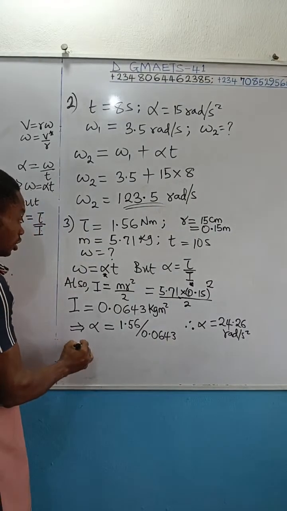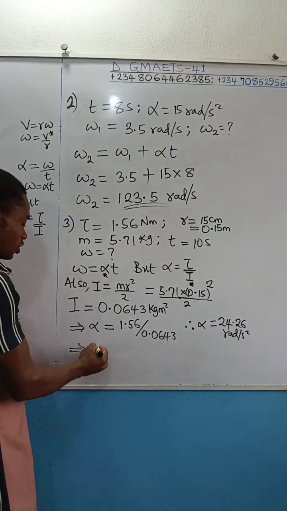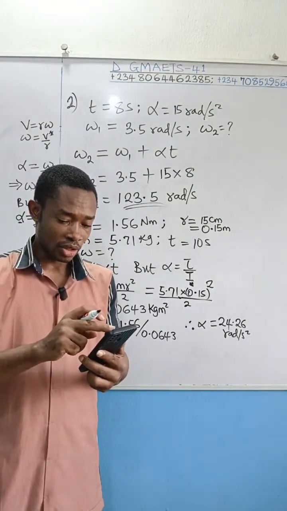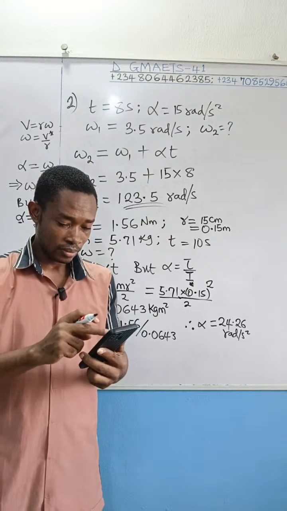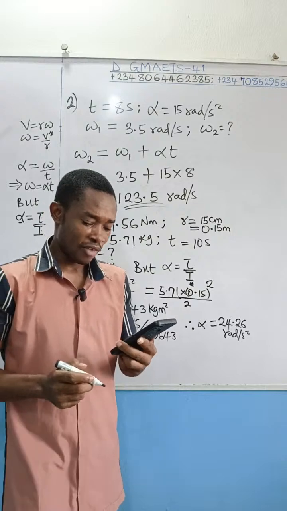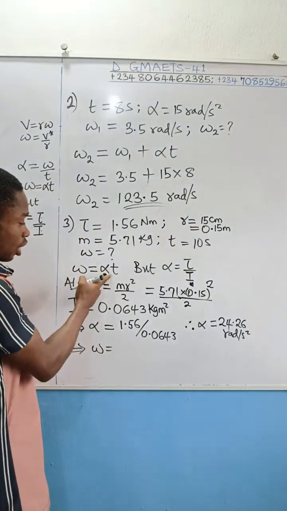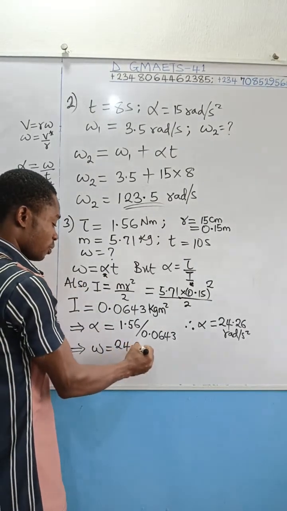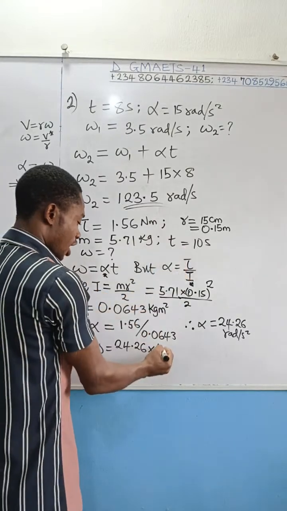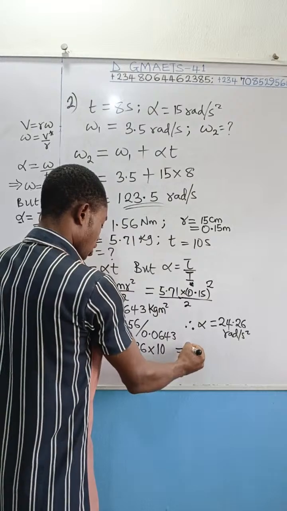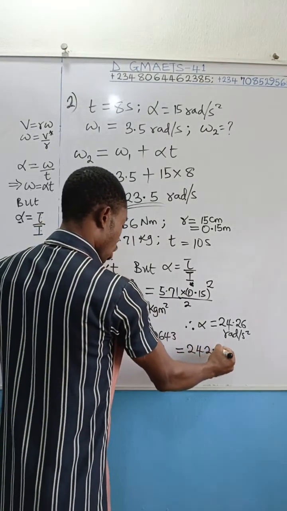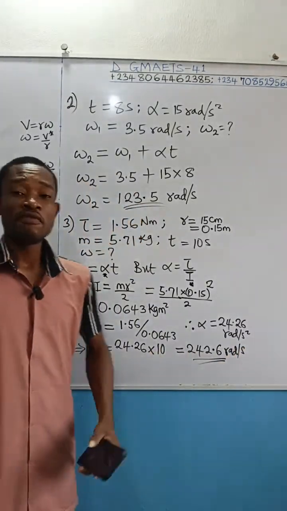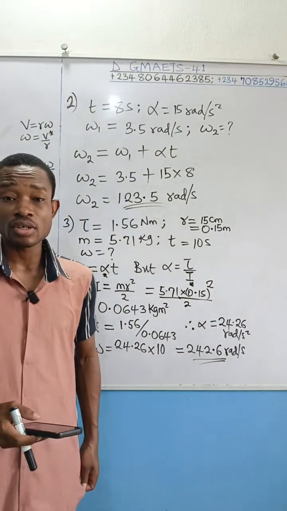In conclusion, my angular velocity, which is what I was asked to obtain in the question, after 10 seconds will be, coming back to this equation, alpha times t. Our alpha is 24.26, times the time, which is 10 seconds. If you multiply this, you get 242.6 radian per second. This is the angular velocity after 10 seconds for this disk.